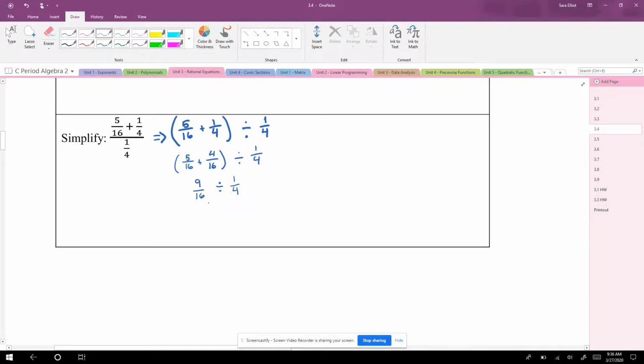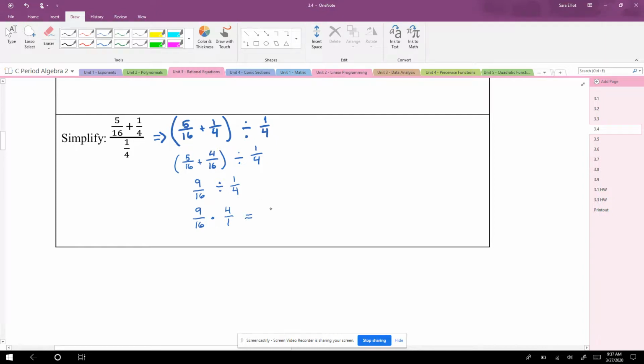Here I can rewrite this as multiplication. 9 over 16 times 4 over 1. Make note that this cannot be simplified. A lot of people, especially after going through the exponents unit, will want to be like, oh, we can take the square root of top and bottom, but taking the square root isn't simplifying, so just FYI there.